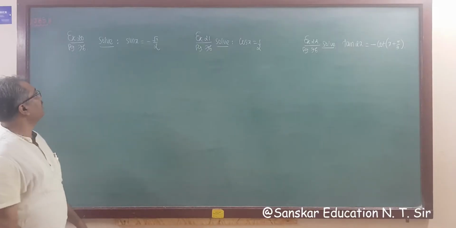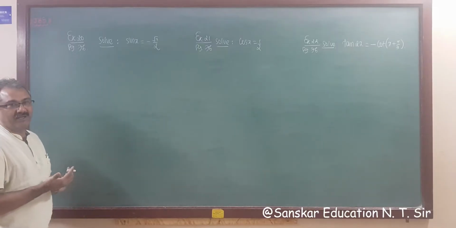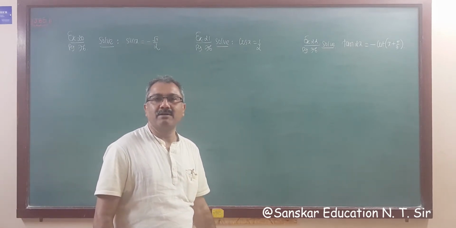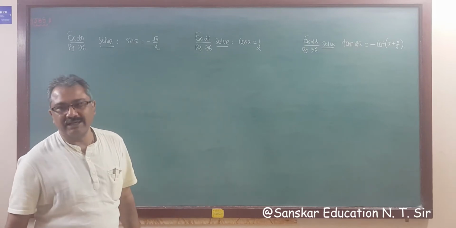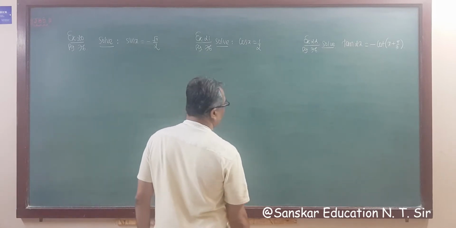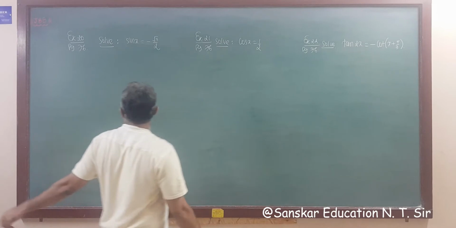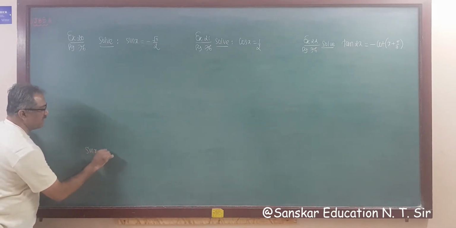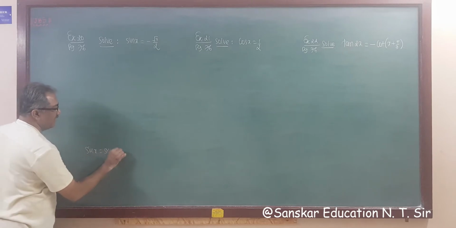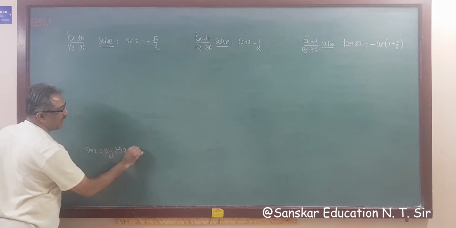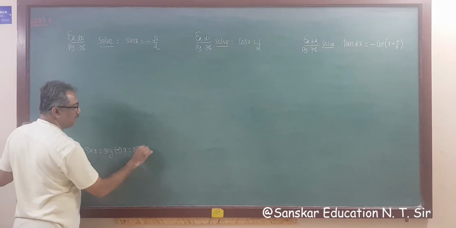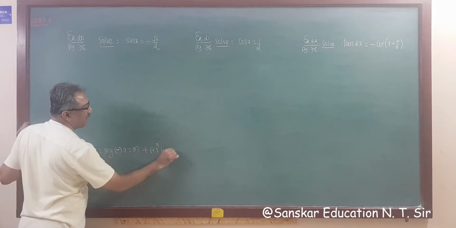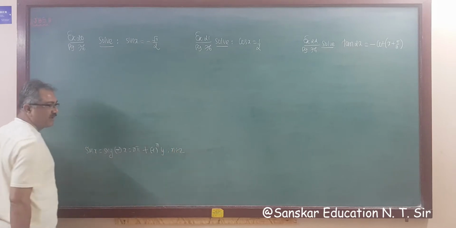So example number 20, page 76, solve. It is said solve, that means you have to find out the general solution, and we learned in our previous lecture that the general solution of sin x is equal to sin y is x is equal to n pi plus minus 1 raised to n into y, n belongs to Z, right?